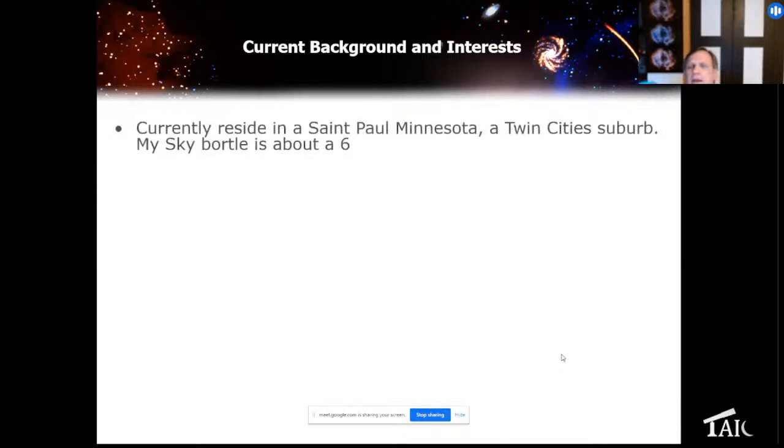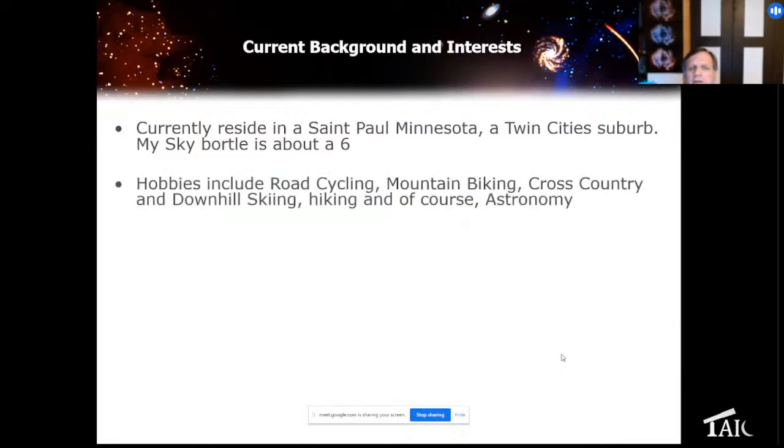So I currently reside in St. Paul, Minnesota. That's a Twin City suburb. My Sky Barrel in my backyard is a 6. My hobbies include road cycling, mountain biking, cross country and downhill skiing, hiking, and of course, the latest in astronomy.